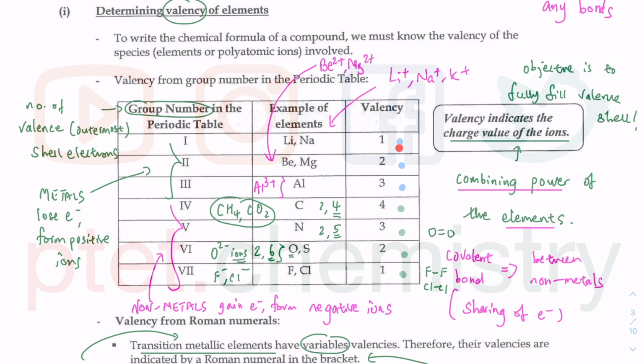Like group 1 will lose 1 outer shell electron, group 2 will lose 2 outer shell electrons, group 3 will lose 3 outer shell electrons. They will all form positively charged ions called cations. Their valency follows the charges of the cation.